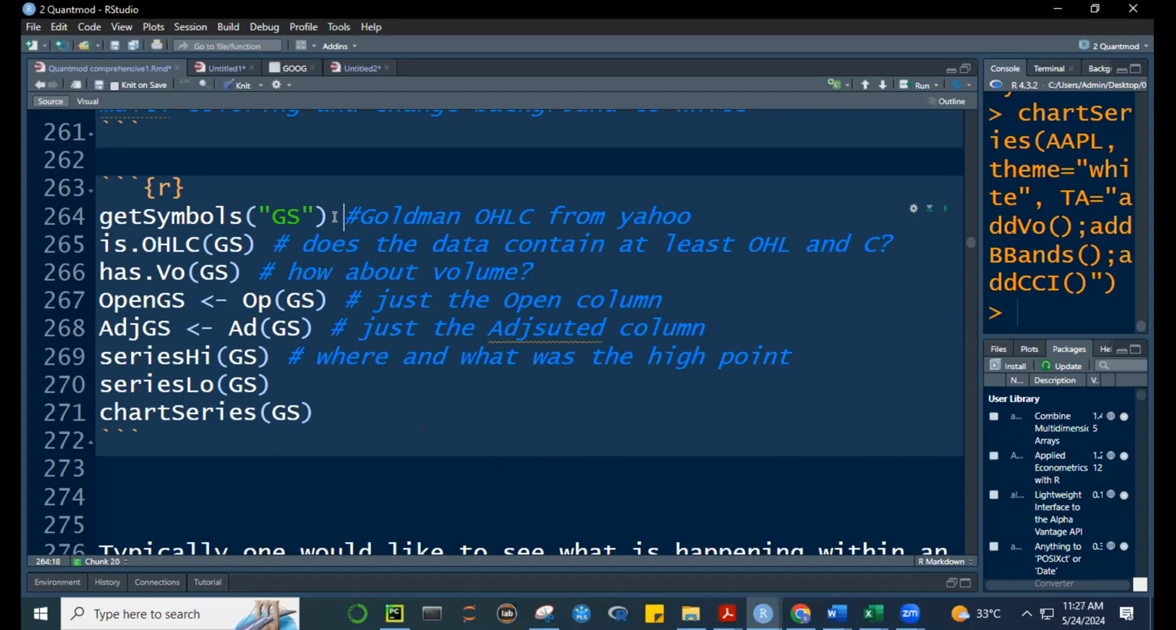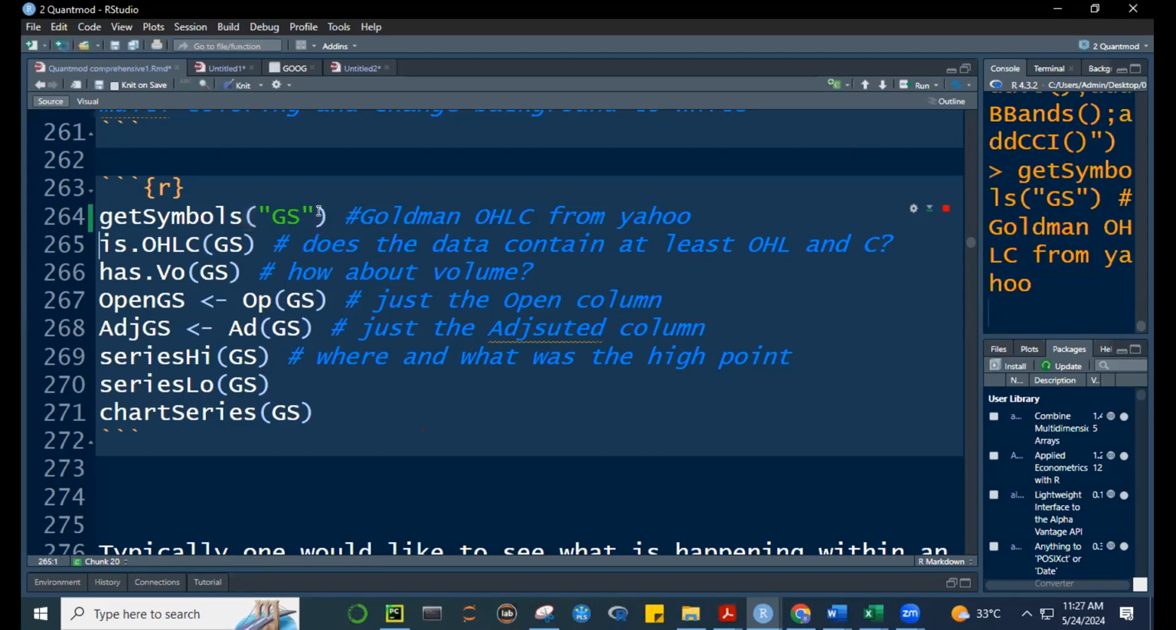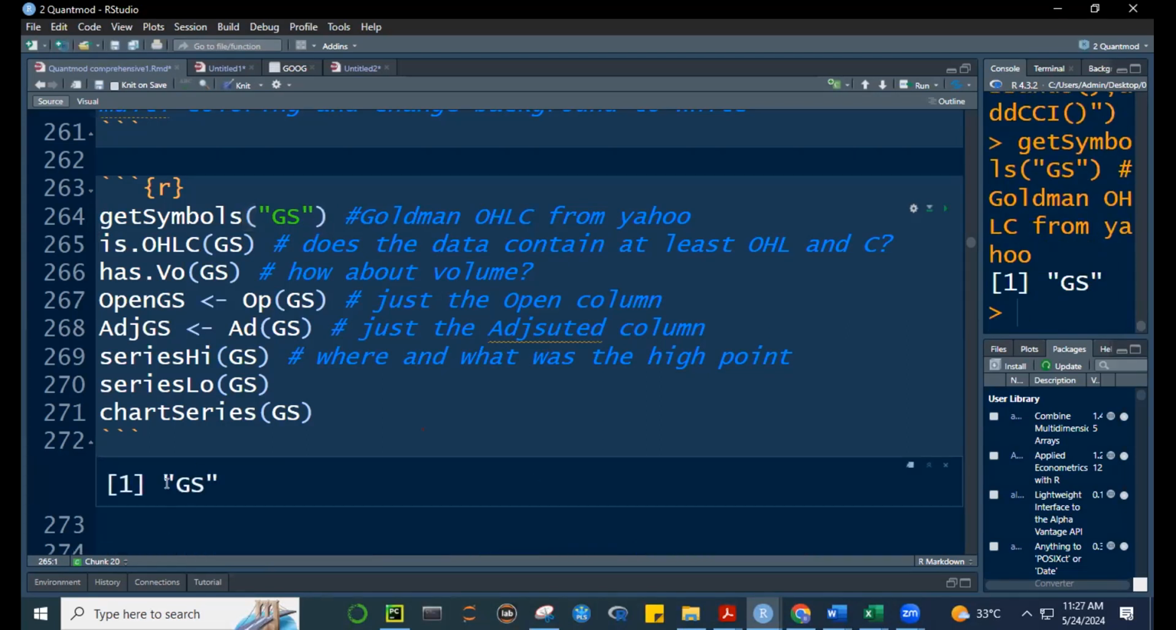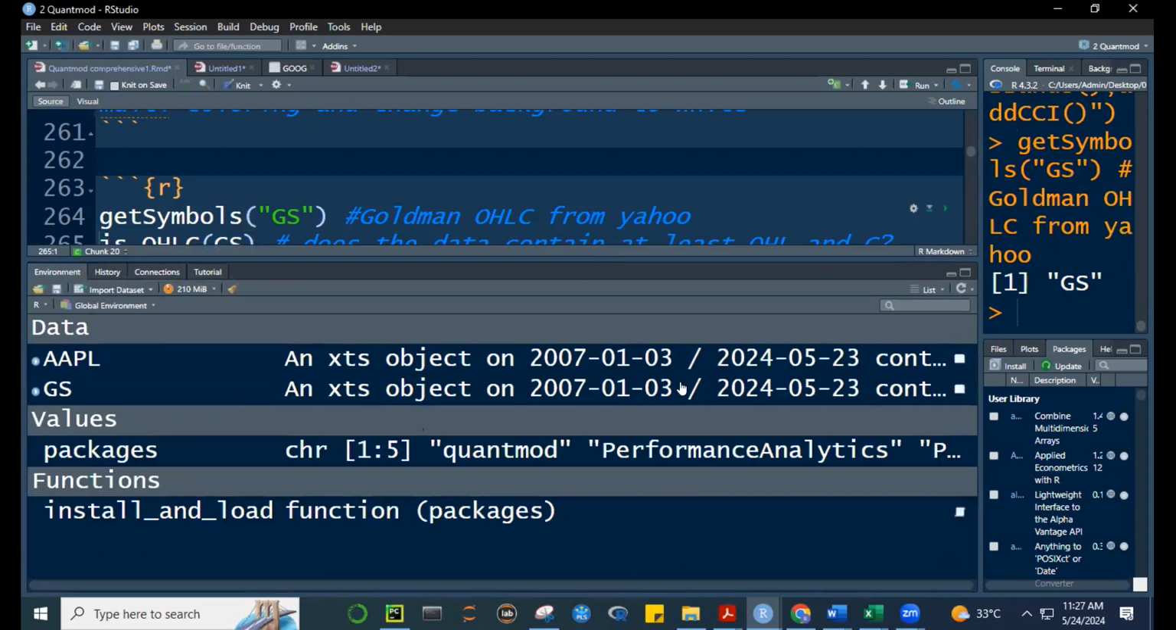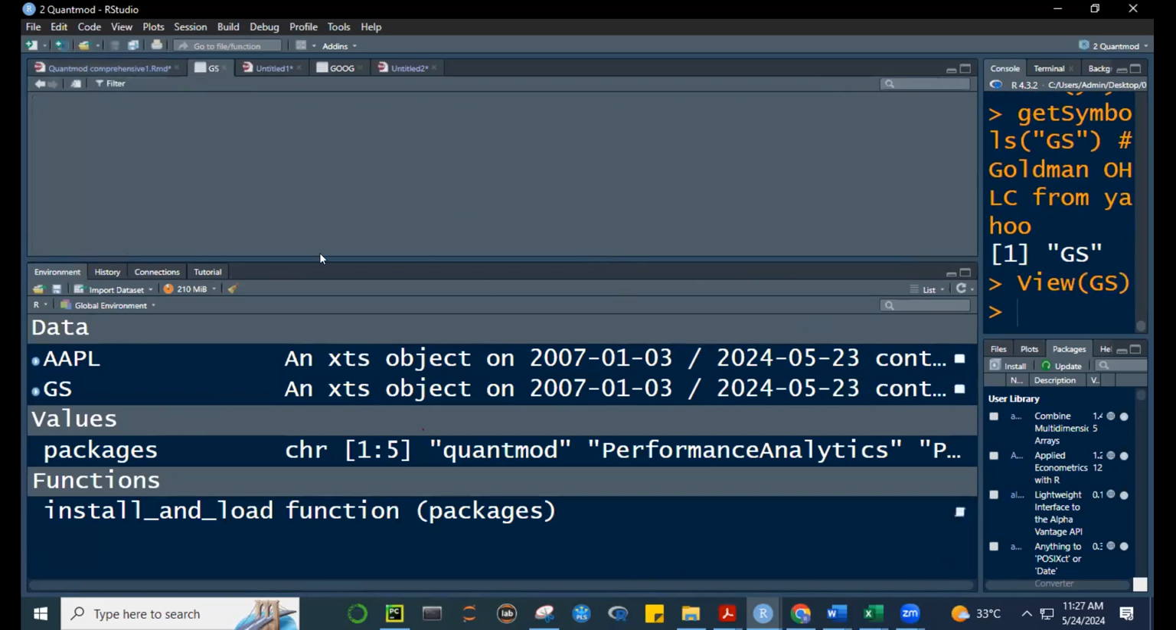So the simple code for downloading stock data from Yahoo is getSymbols. We did this last time. getSymbols GS: you have to know the ticker symbol. GS stands for Goldman Sachs. And here it tells me that GS was already loaded, downloaded. And as I look here, it's an XTS object.